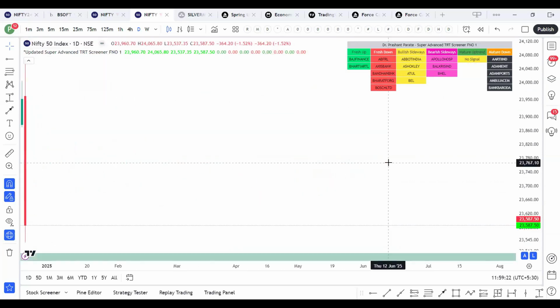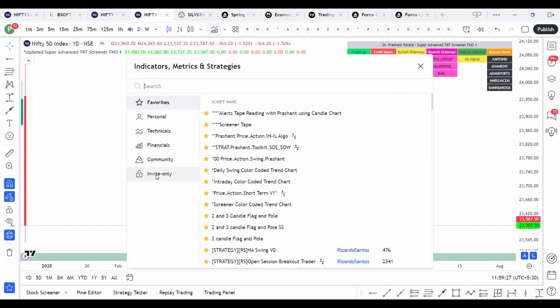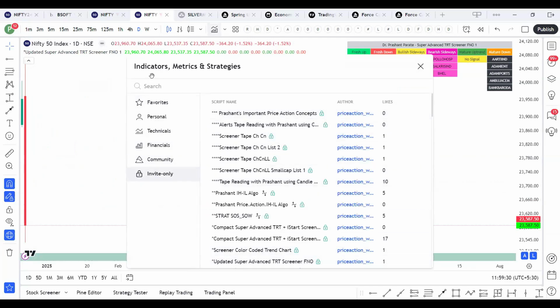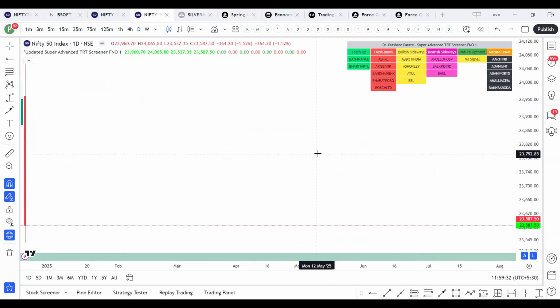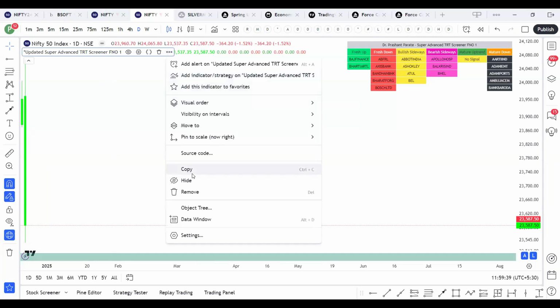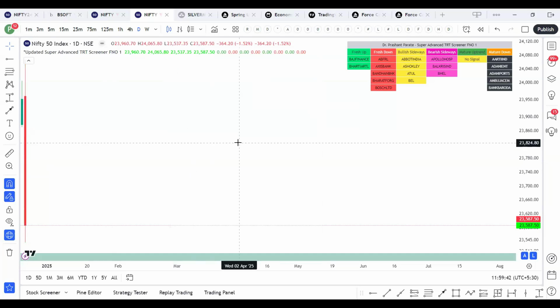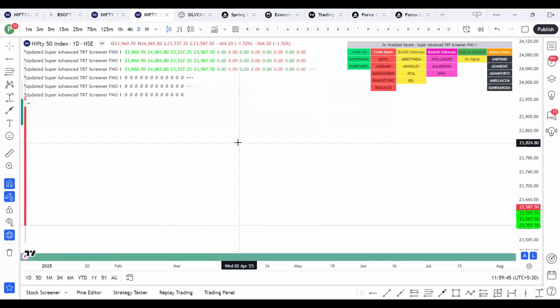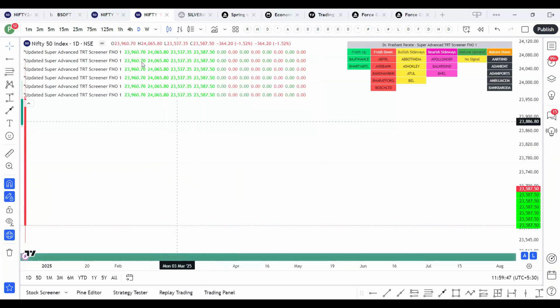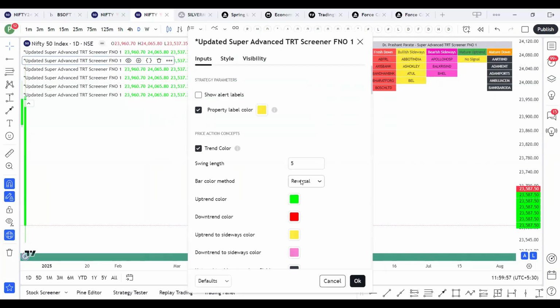You will have to check it in your invite-only section. Once you click here, this is the invite-only section. Here you will be able to see the screener name, and I have shared the name also. So this is the screener. Here, what you have to do is click on these three dots, click on copy, and then just paste with Control V if you are using Windows. This way I have added it 6 times. Now all these have appeared at the same location. Next thing is to change the location.